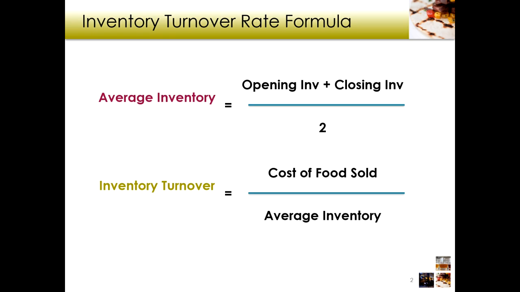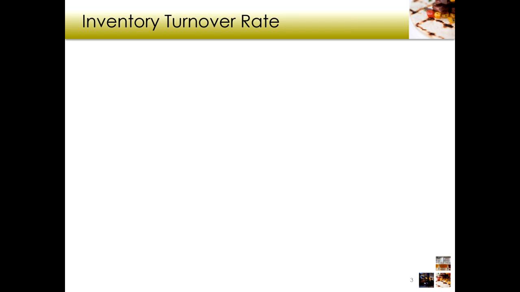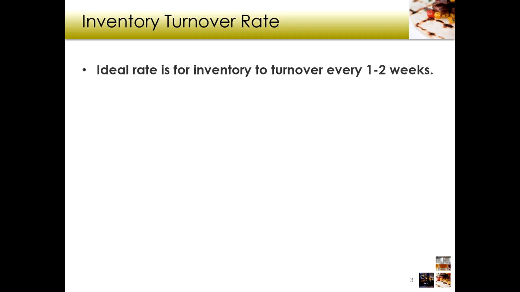So our cost of food sold is what we figured out back when we were figuring out what our food cost was, right? So our opening inventory plus our purchases minus our closing inventory, then all our transfers in, out, those sorts of things, and all our credits, right? We calculate inventory turnover rate as ideal if it is every 1 to 2 weeks. So we're turning over the value of our inventory.